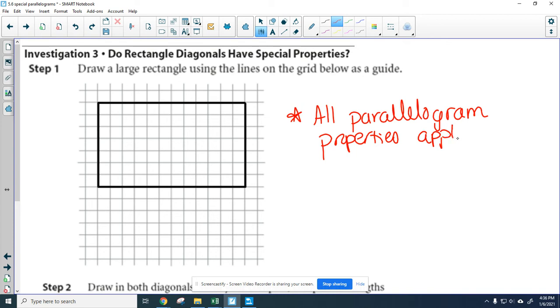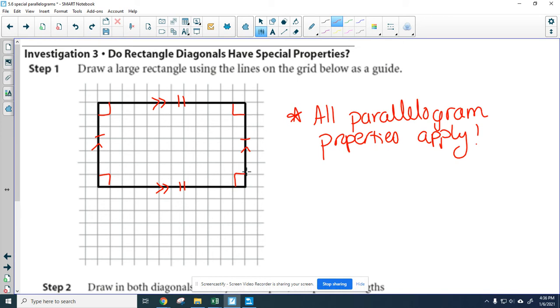Like opposite sides are parallel, opposite sides are congruent. What's new, just based on the definition of a rectangle, we know that all the angles are the same, and we can be more specific than that. They're all 90 degrees. If you want to throw little right angle boxes in there, you could. So notice the opposite angles are still congruent. That still fits our parallelogram property. And all of those consecutive angles are still supplementary.